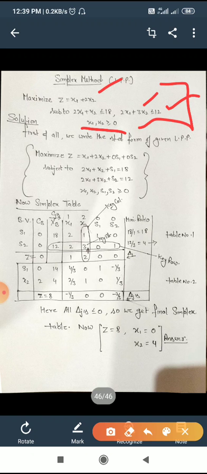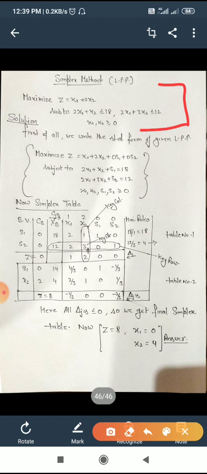So these three components are in the mathematical model. First is the objective function, second is the set of restrictions, and third is the non-negativity condition. So this is the mathematical model of the linear programming problem. Now we solve it through the simplex method.